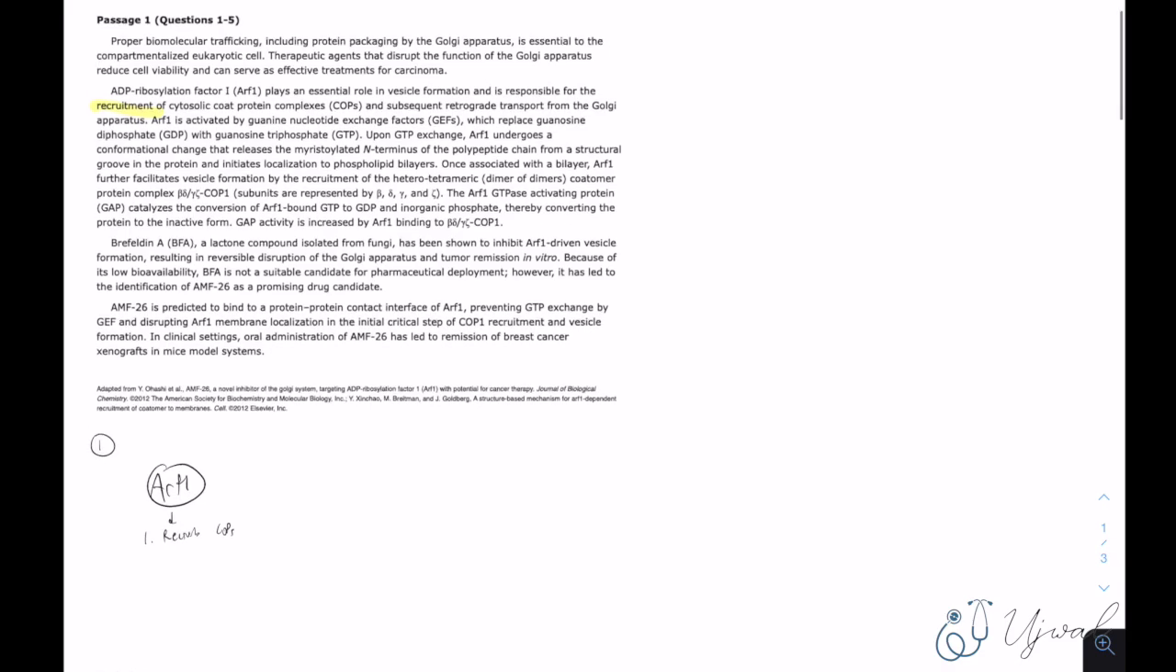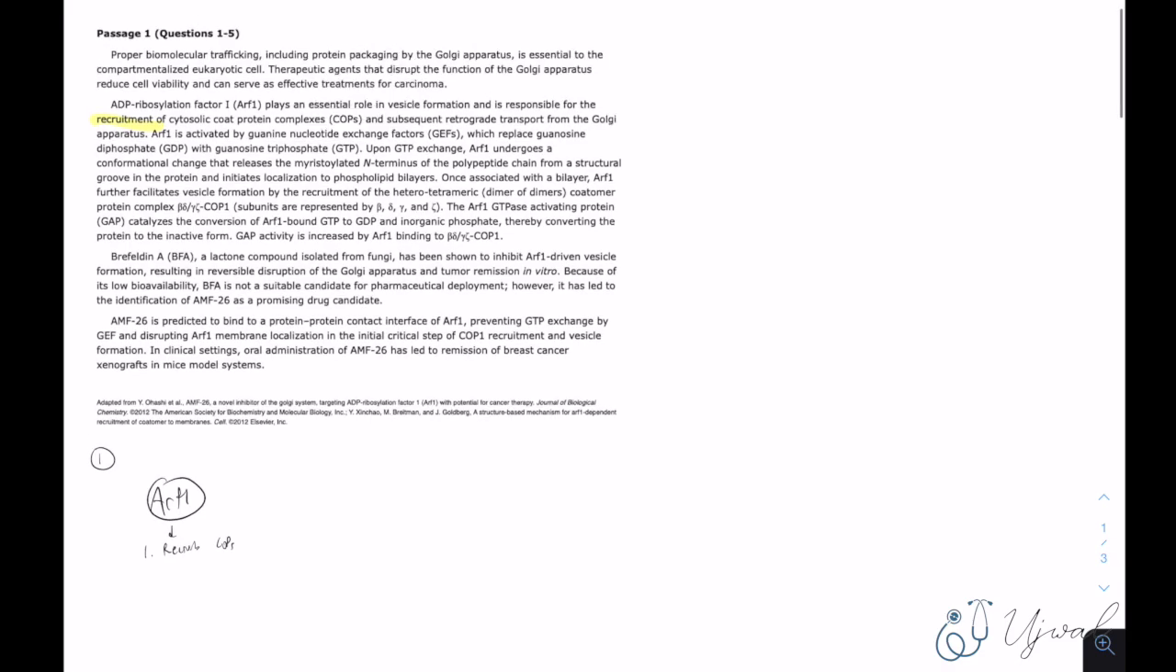Next, here we see that it also is going to lead to the subsequent retrograde transport from the Golgi apparatus. So retrograde transport is the second thing afterwards that takes place. So I'm not going to worry about what retrograde transport is right now. I'm going to focus on getting all this information down in a nice, easy to understand format. And then if I really do need to recall what retrograde transport is later on when I'm answering the questions, then yes, I'm going to jump in and do that.